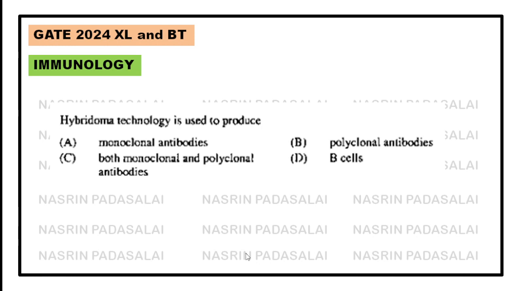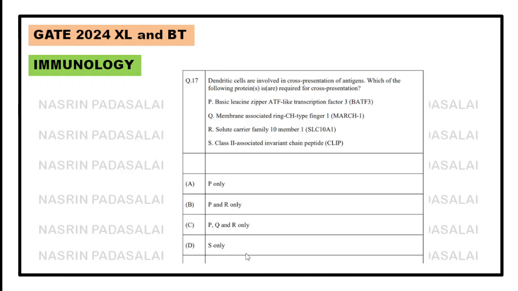Okay. Next question. Hybridoma technology is used to produce, ultimately hybridoma technology is for monoclonal antibodies. So I think many of you will correctly find this particular answer. Hybridoma technology is only used to produce monoclonal antibody. The antibody which has specificity towards one single epitope of an antigen is called a monoclonal antibody.